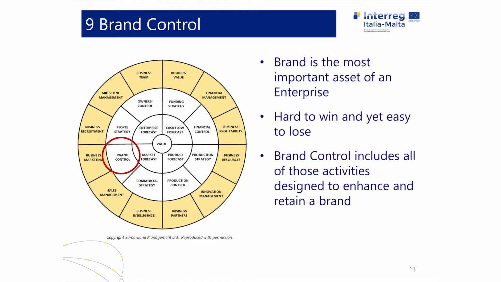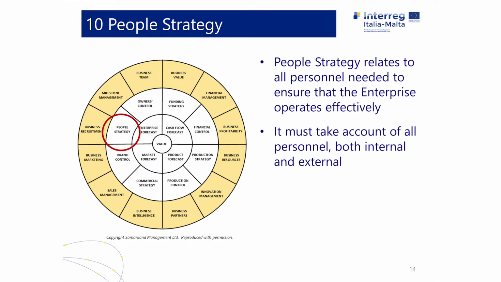But brand control is terribly important, brand perhaps being the most important asset of an enterprise. It's hard to win and yet easy to lose, so it includes all of those activities designed to enhance and retain the brand. The people strategy relates to all the personnel needed to ensure that the enterprise operates effectively. It must take into account all personnel, both internal and external, and of course full-time and part-time.